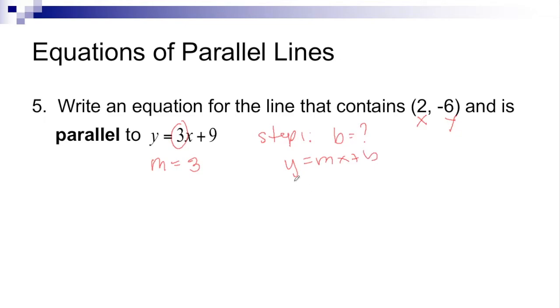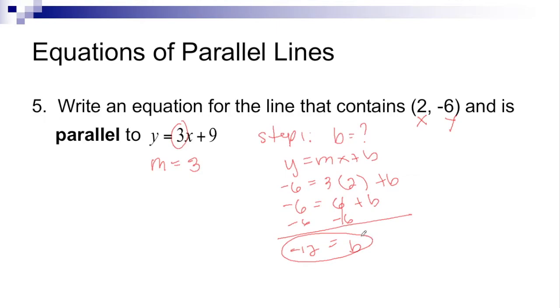Use y equals mx plus b. Then plug in the y, which is negative 6, equals, the slope is 3, times x is 2 plus b. So this is now negative 6 equals 3 times 2 is 6 plus b. Get rid of 6 by subtracting 6 on both sides. Negative 6 plus negative 6 is negative 12. This is 0, and therefore b is negative 12.